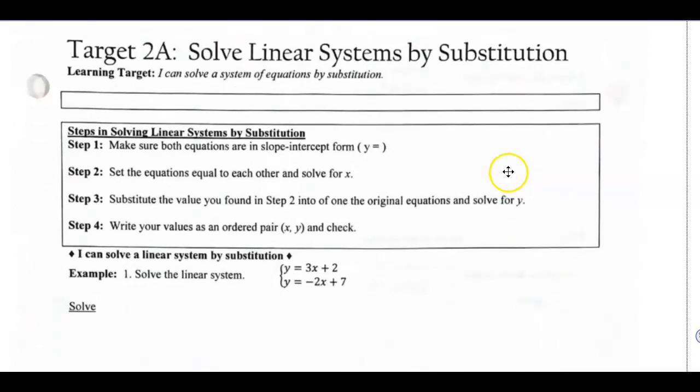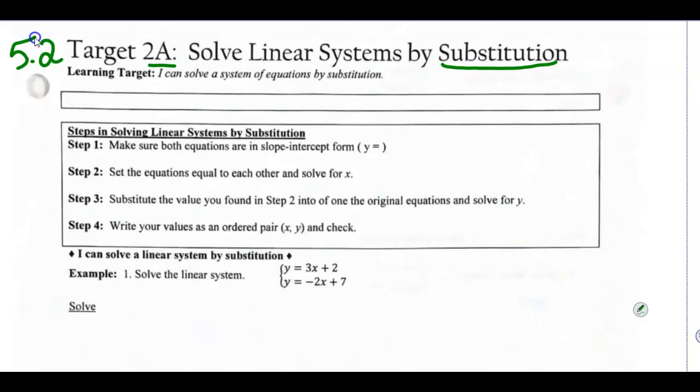Okay, so this is our next learning target. This is target 2A, section 5.2 in our textbook. So I'm just going to write that over here so we know. We're just doing part A, which is a special kind of solving where we use substitution.